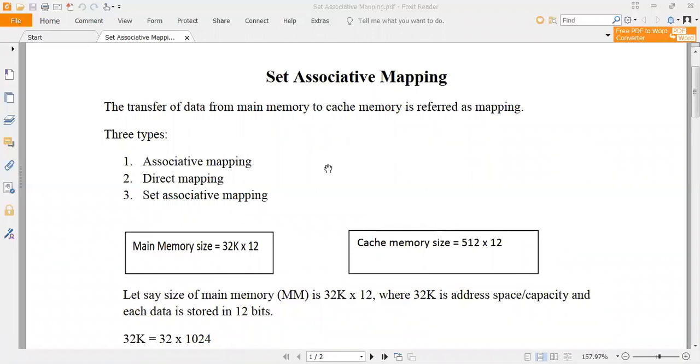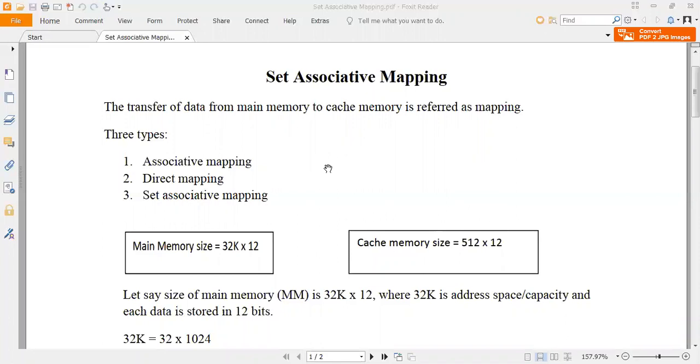So after that, direct mapping was introduced. We have seen the concept of direct mapping. Rather than storing all the address and data pairs, we break the address into two parts, that is tag and index, and that is further stored. Only the tag part is stored in the cache memory, so the capacity of the cache memory is reduced.